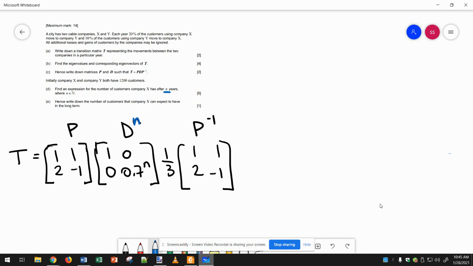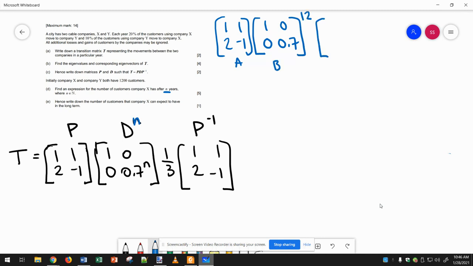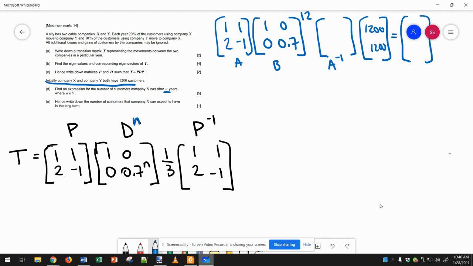And so it'd be really easy on the calculator. You could just type in matrix A times, plug this in as matrix B on your calculator and raise it to the 12th power, and then do A inverse. Okay, plug that one in, and then multiply it by whatever the initial value given is. In this case, it's 1200, and then it will just spit out the matrix of how many customers are in X and how many customers are in Y. And so that's easy if you know the power.